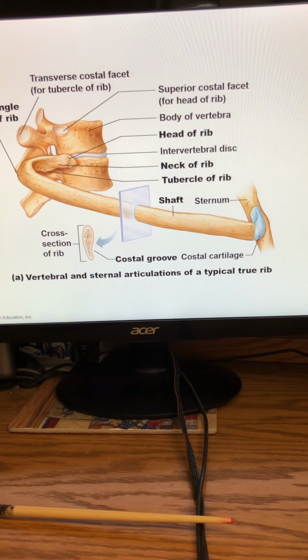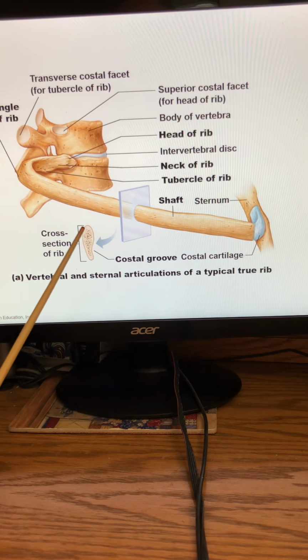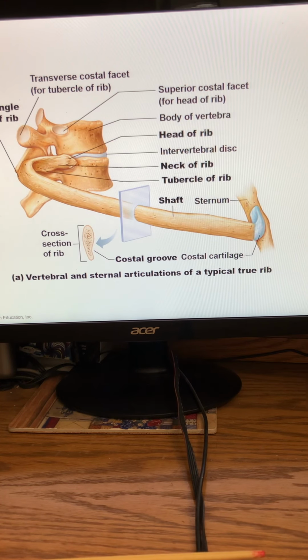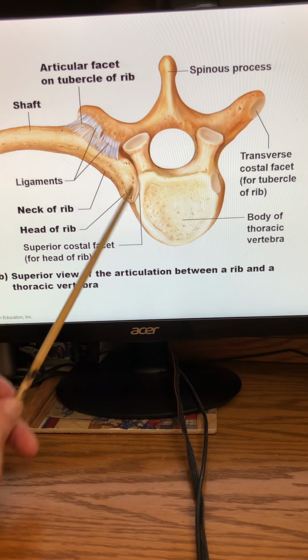And so as I showed you before when we did the thoracic portion, there's not a whole lot of parts. There's going to be the head, there's going to be a neck, which is a narrowing after the head, then the rib tubercle, and then this whole long thing, which is called the shaft of the rib, or the rib body, is going to make a cartilaginous attachment to the sternum. And then you can see the parts in this one a little bit better.